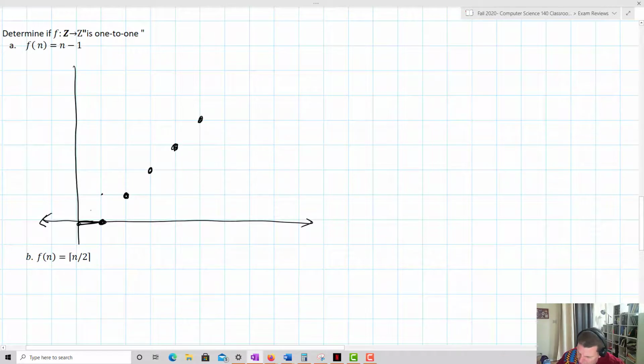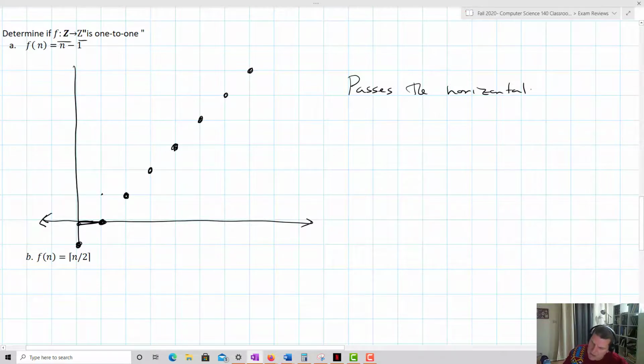Now, the points are not connected here because this is from Z to Z. We're going from the integers to the integers. But you'll notice this passes the horizontal line test. We don't have any redundant outputs, we don't have any outputs that repeat. So this one, in fact, passes the horizontal line test, so it is 1 to 1.